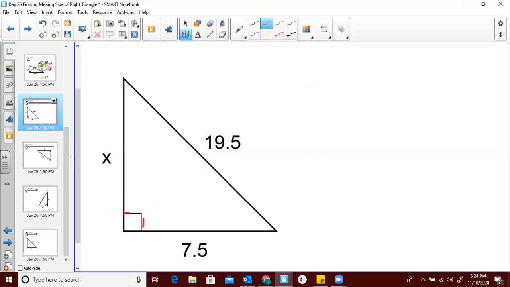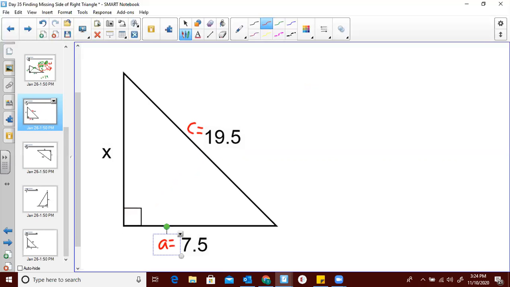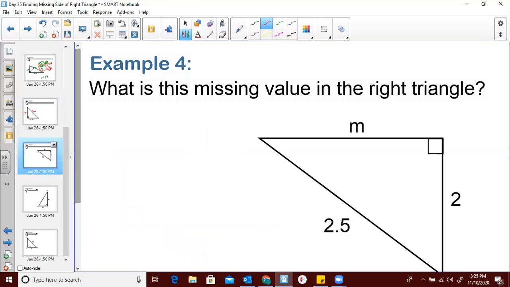Since we're looking at triangles, not just raw numbers, I'm going to have C equals. We know that that's definitely C. I don't know if X is bigger than 7.5 or if 7.5 is bigger than X, but I'm going to make 7.5 equal to A. And we're going to look for B. Let me make sure. Yep.